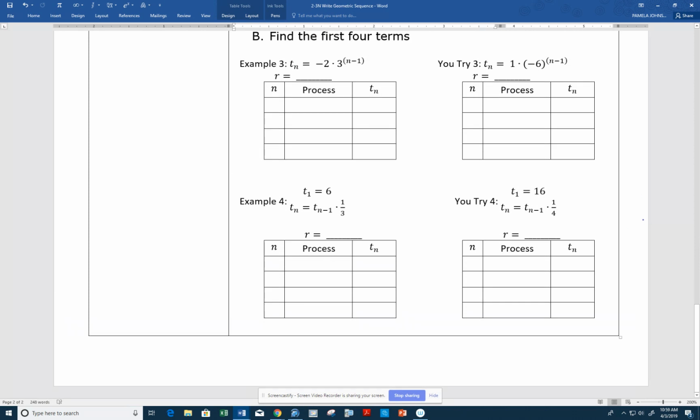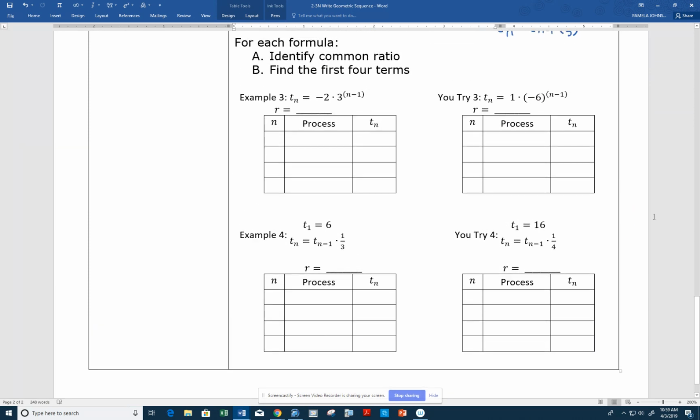So for these next examples, we're going to start a table. And if you have this, then you can also use this to find future terms. Okay? So n is our term number, so let's go ahead and fill this part in. Our ratio. We need to find our ratio. So our ratio is what's being multiplied every time. So that's 3.